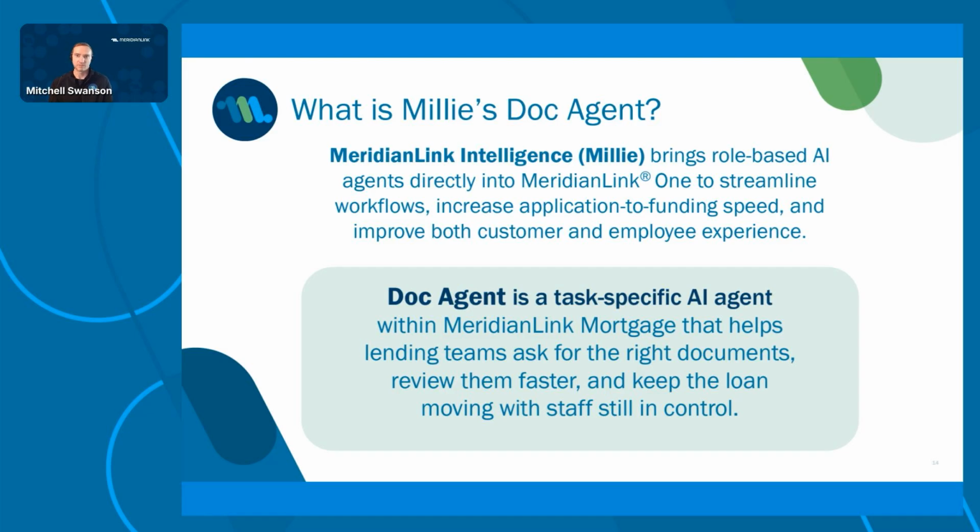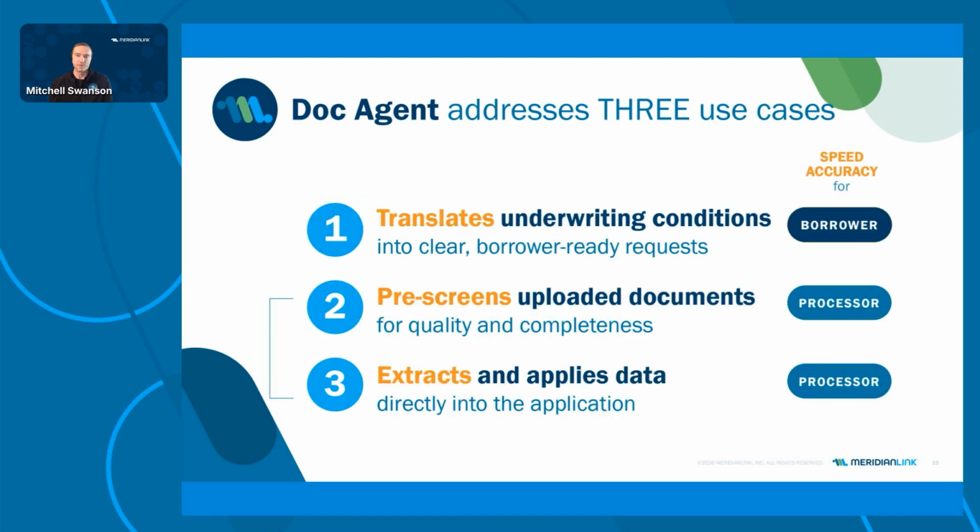So first things first, yes, MeridianLink Intelligence, we're boiling it down and kindly calling it Millie, which is our family of agents that we are going to be building. That first agent that we are working on as we speak is the doc agent. So it's specific to aiding you in the collection and processing of documents to and from your applicants. It's really going to tackle 3 use cases.